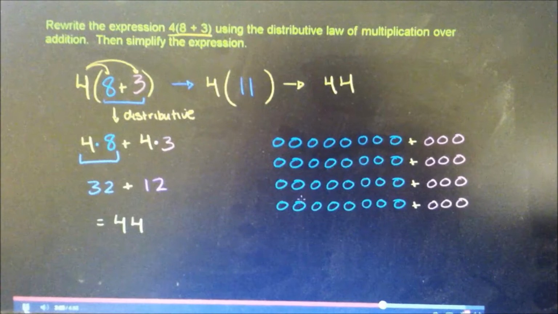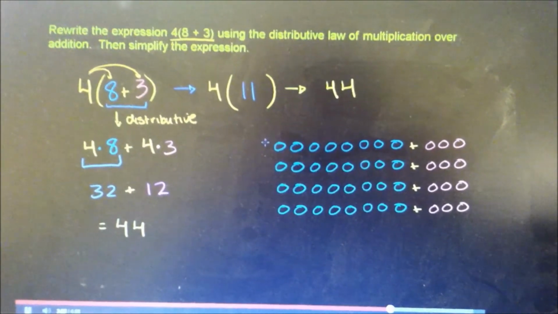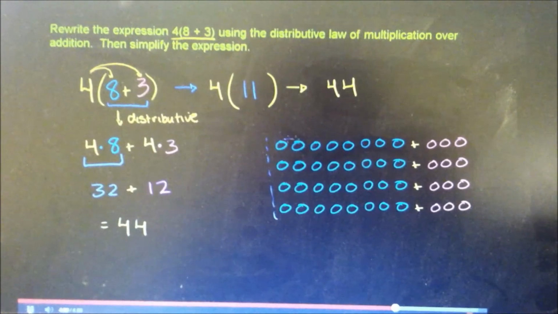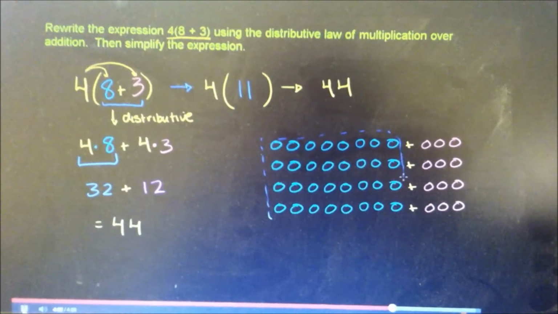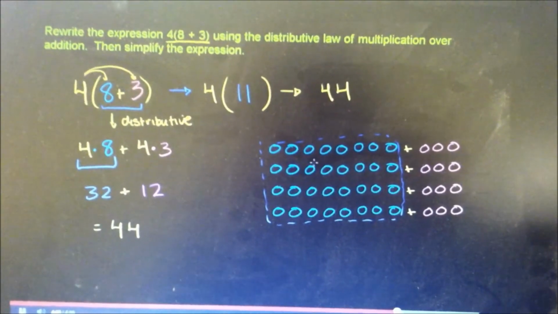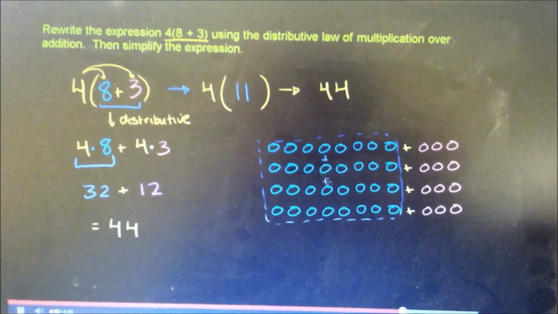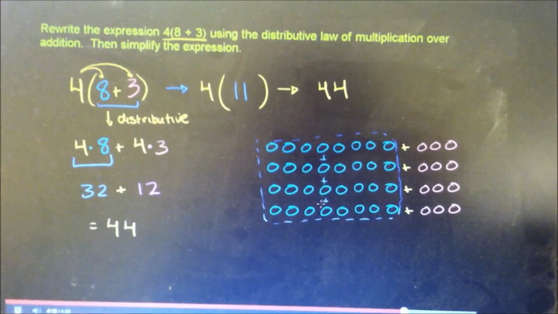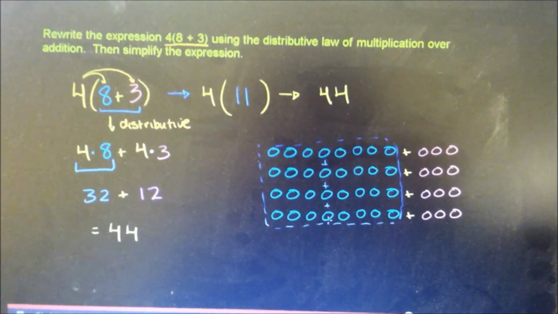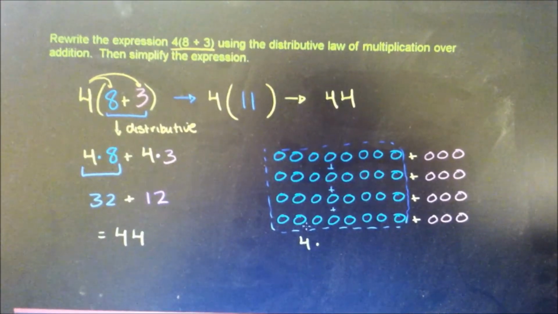Now, what is this thing over here? If you were to count all of this stuff, you would get 44. But what is this thing over here? Well, that's 8 added to itself 4 times. You can imagine you're adding all of these. So what's 8 added to itself 4 times? That is 4 times 8.